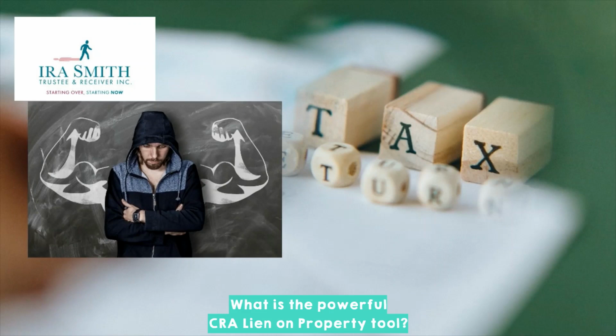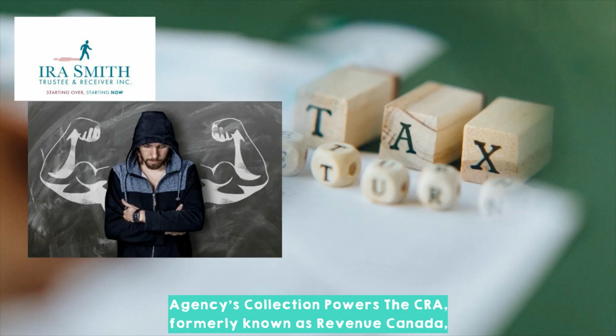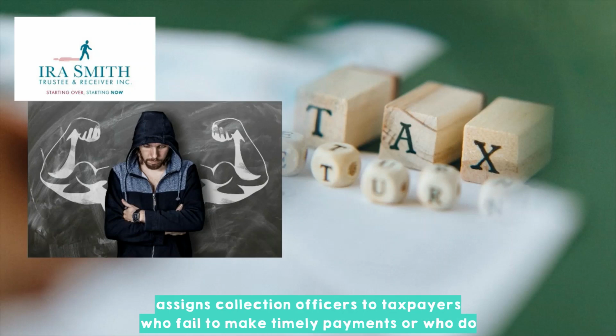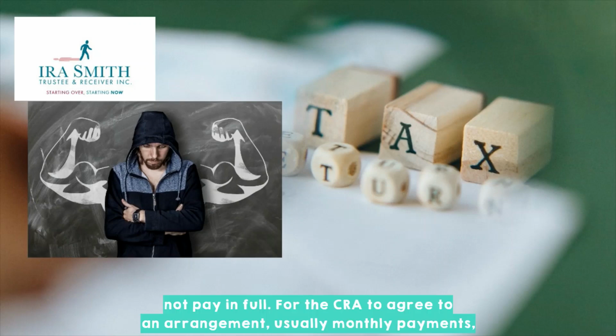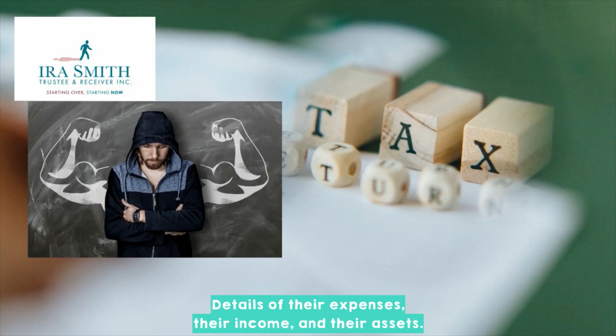What is the powerful CRA Lien on Property tool? CRA Lien on Property. Canada Revenue Agency's collection powers. The CRA, formerly known as Revenue Canada, assigns collection officers to taxpayers who fail to make timely payments or who do not pay in full. For the CRA to agree to an arrangement, usually monthly payments, the taxpayer must provide financial disclosure on a monthly basis, details of their expenses, their income, and their assets.